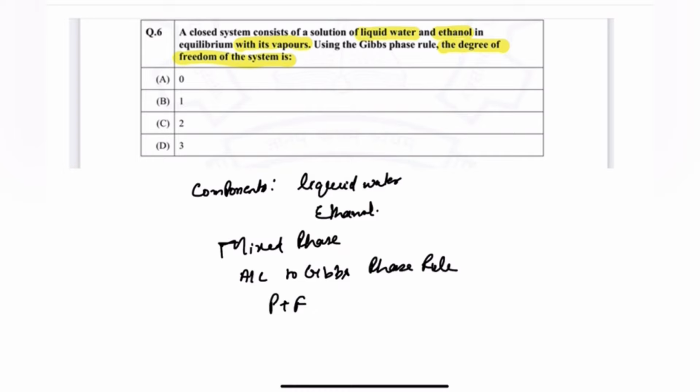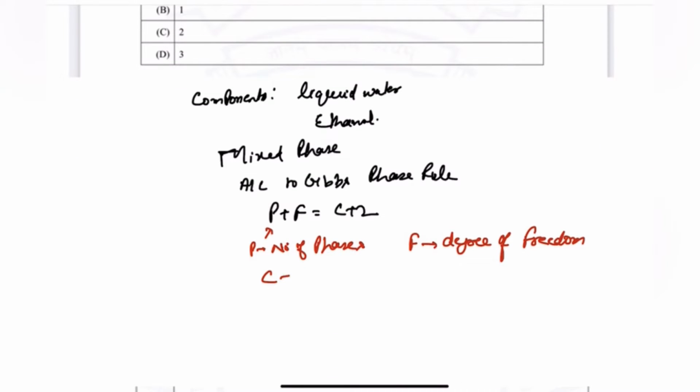P plus F is equal to C plus 2, where P is the number of phases, F is the degree of freedom, C is the number of components. Now we already have C as 2 in this case because one is water and one is ethanol.